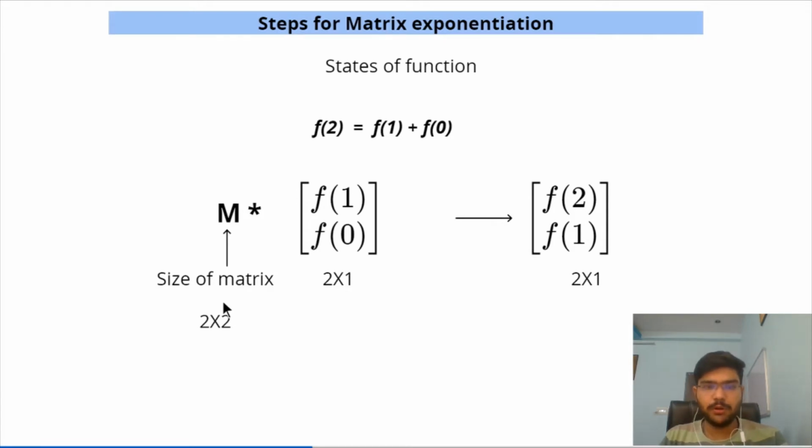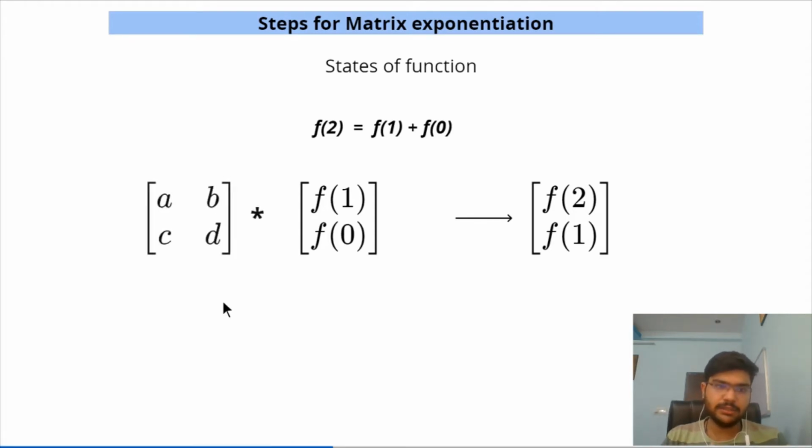So what we're going to do is find this matrix M from the present states. Let us denote the values of this matrix as A, B, C, D. We know that this matrix size would be 2 cross 2, and we don't know the elements of this matrix.